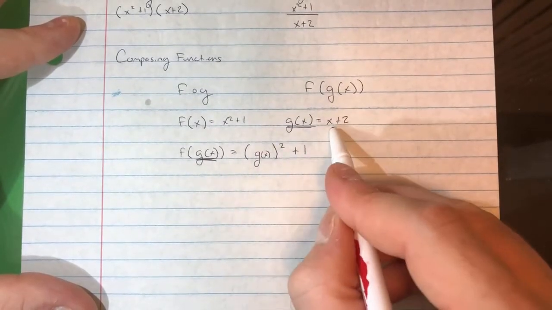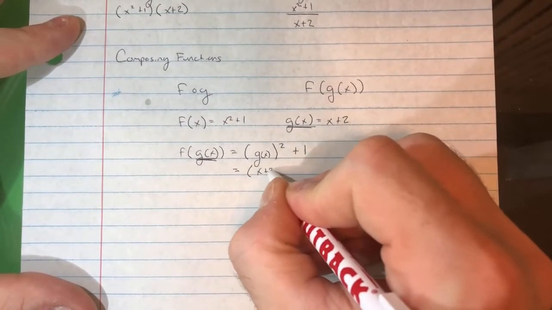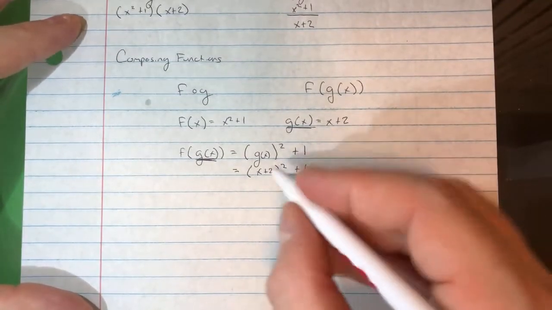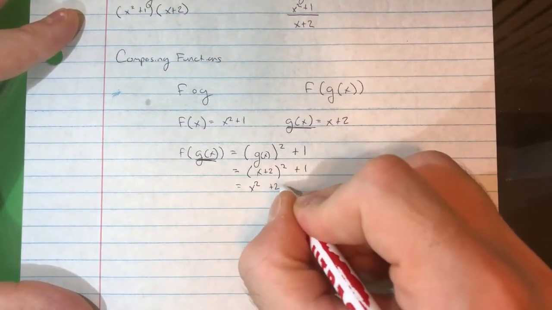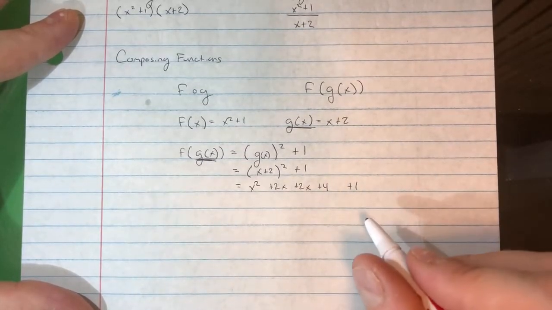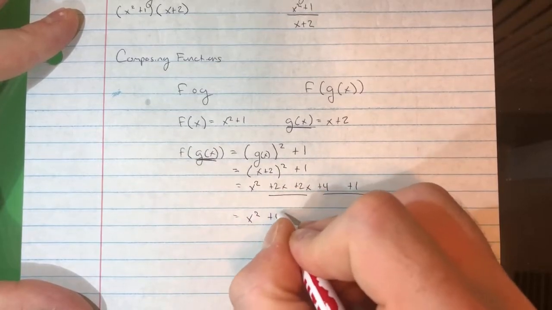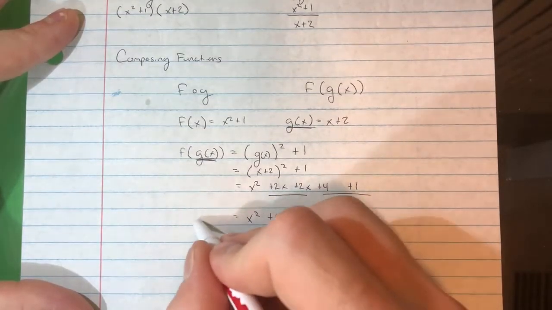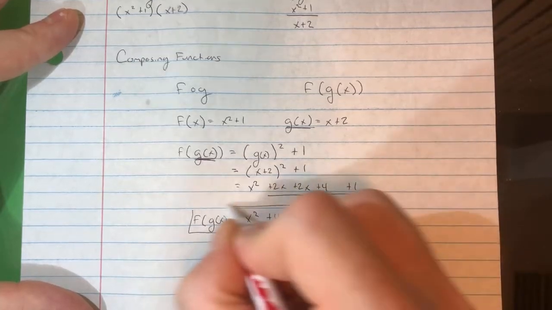And what does g of x represent? X plus 2. So this is going to be x plus 2 squared plus 1. And I'll work that out till I get an answer. And if I do that, I'd have to FOIL this, which would give me x squared plus 2x plus 2x plus 4 plus 1. I'm going to combine like terms. I get an x squared plus 4x plus 5. And that is what f of g of x would be equal to.